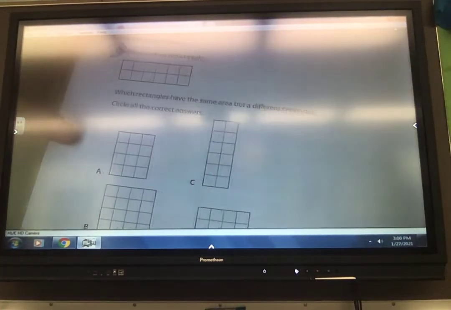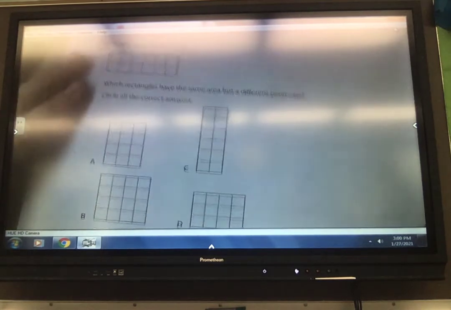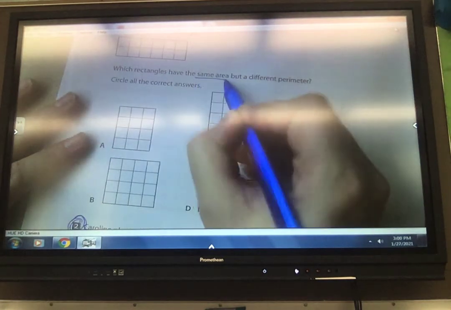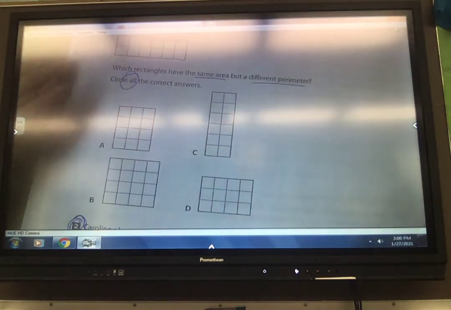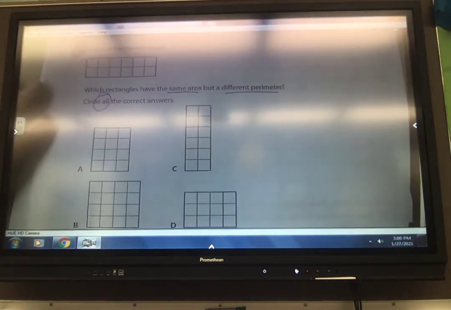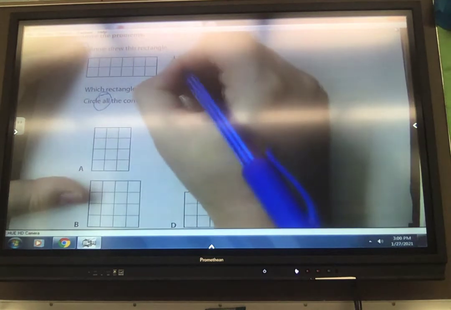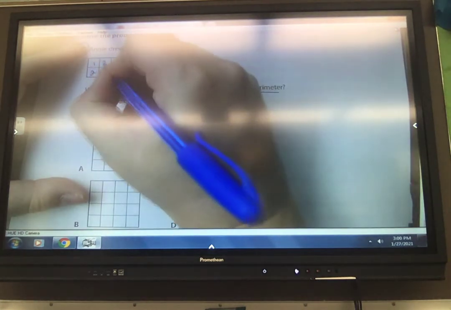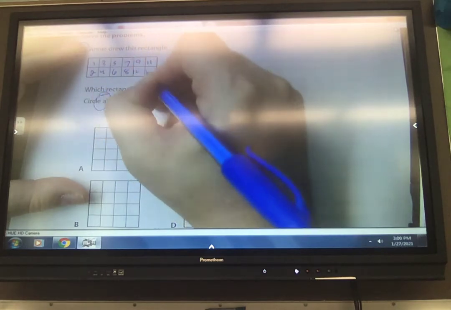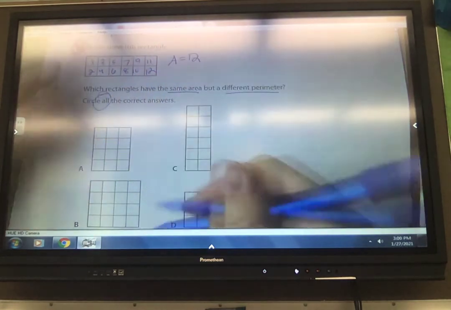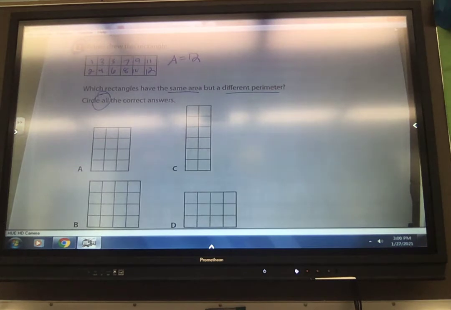Last page. Number 1, Annie drew this rectangle, which rectangle has the same area but different perimeter. Circle all, pay attention to that word. Correct answer. So let's find her area equals 1, 2, 3, 4, 5, 6, 7, 8, 9, 10, 11, 12. I need to find all the ones that have a matching area.